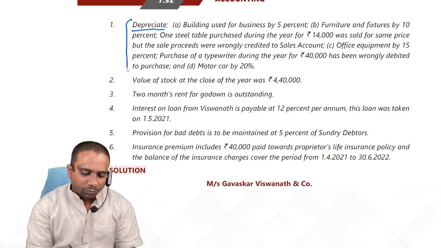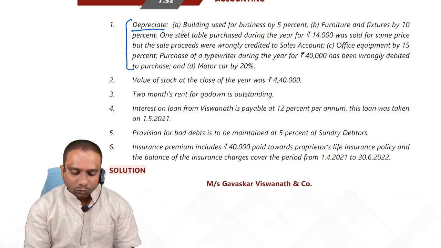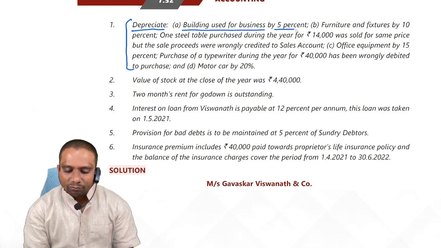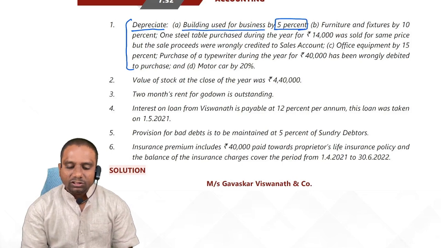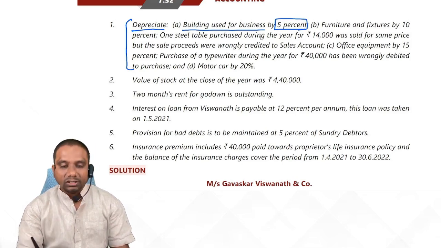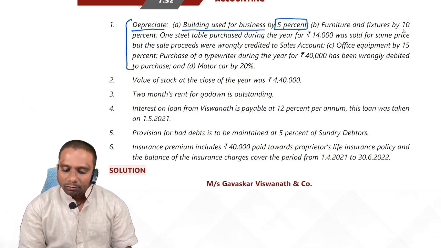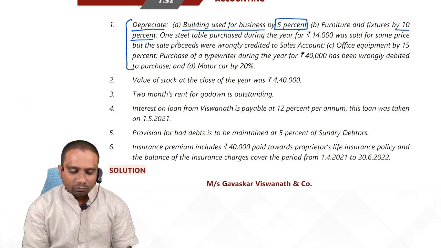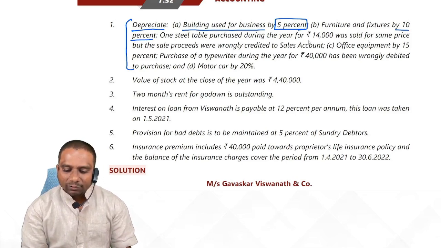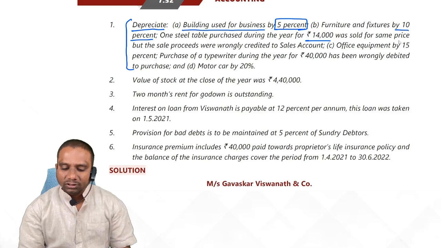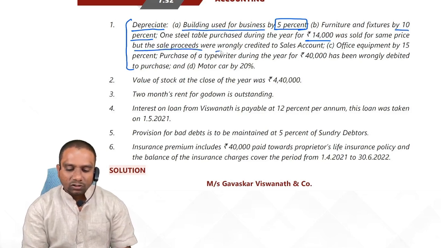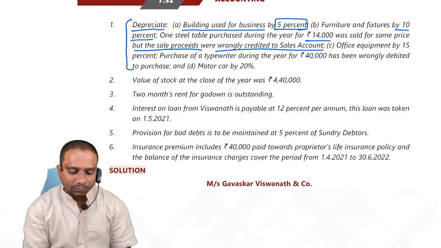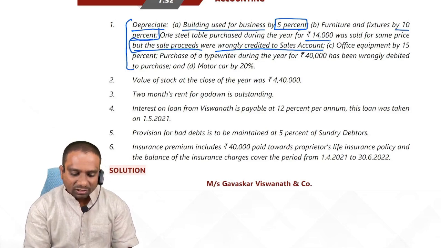this first adjustment, total regarding depreciation. So building used for business by 5%. 5% students, they are not mentioning time. Okay, that means per annum. Do remember. Furniture and fixtures by 10%. One steel table purchased during the year for 14,000 was sold for same price, but the sale proceeds were wrongly credited to sales account. This is important adjustment, students.